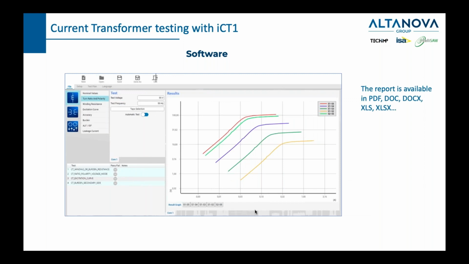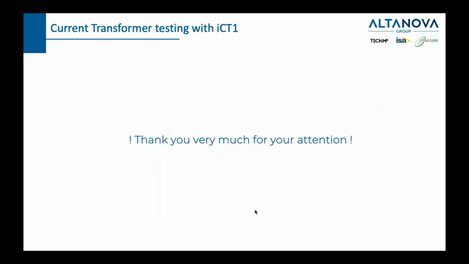This is for a multiple core situation, and with this, I actually want to close with the fact that, of course, you can print reports. They can be printed in the standard formats like PDF, Doc, DocX, Excel, etc. And when you do that, you have successfully tested your current or voltage transformer with ICT1. So this was everything about ICT1.